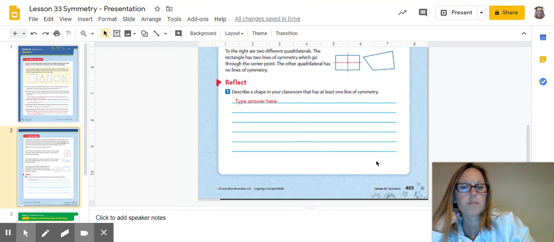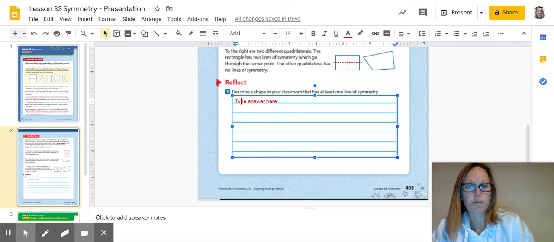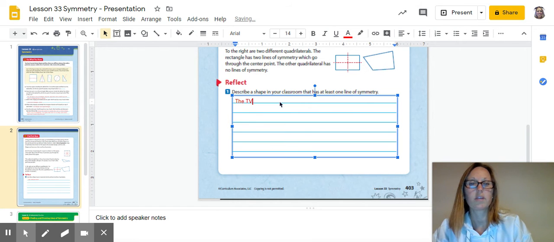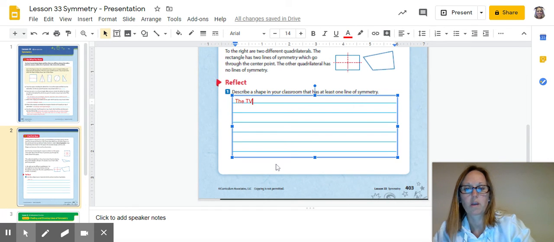So now it says, describe a shape in your classroom that has at least one line of symmetry. If we were in the classroom, I would probably say the TV, okay? The TV is shaped like a rectangle, so it would have at least one line of symmetry. And you can also see a TV at your house, so you would know that it has a line of symmetry. You don't have to put the TV in your example. You can put something else, all right?